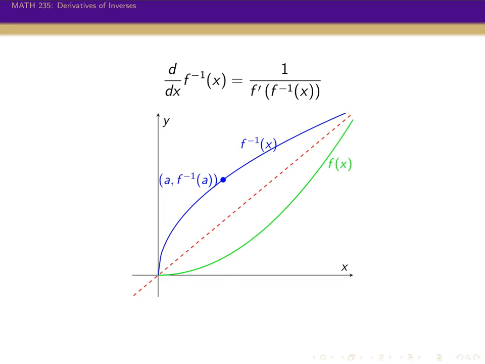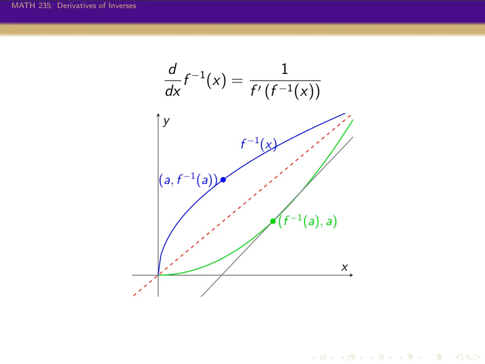Since these two are mirror images over the line y equals x, there's an associated point where you just flip the x and y coordinates on our original function f of x. So the x value there is f inverse of a, and the y value is a. This is what it means for these functions to be inverses of each other. If you swap the x and y coordinates of one, you get a point on the other function.